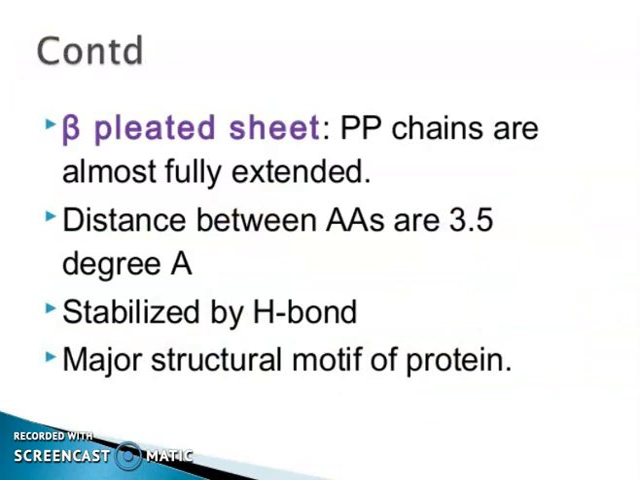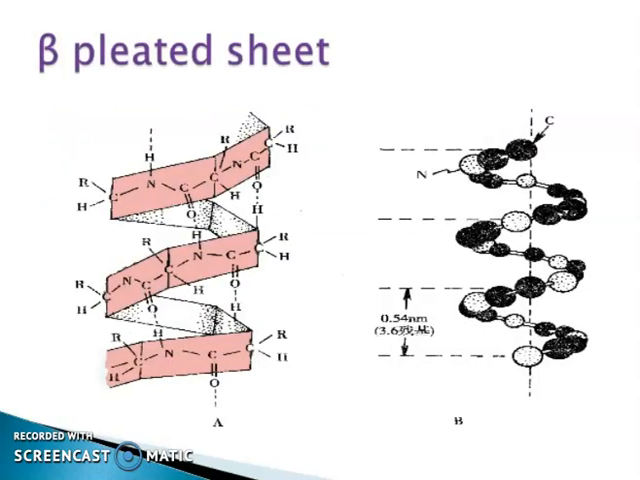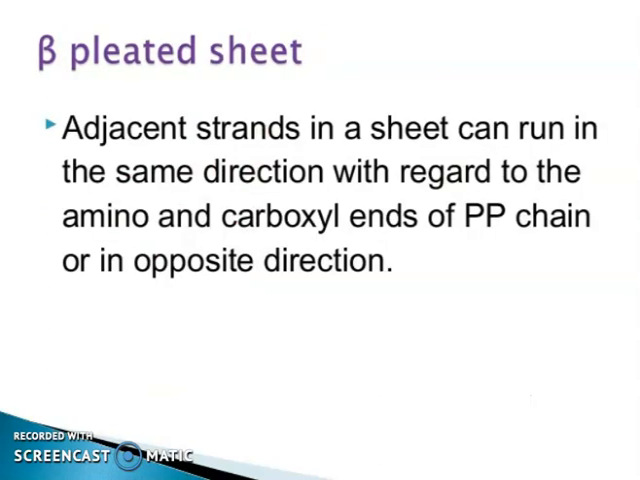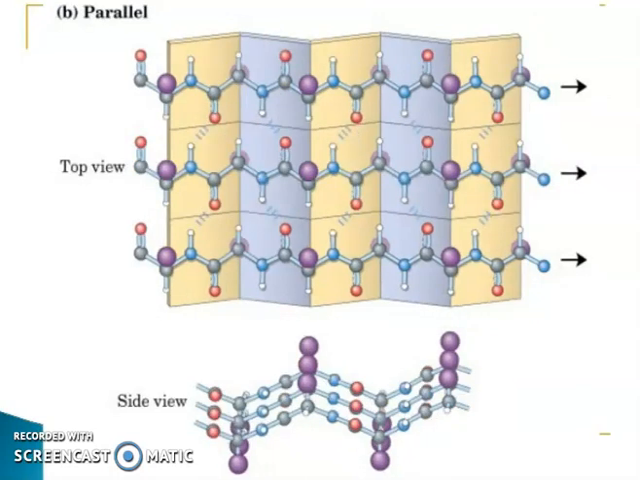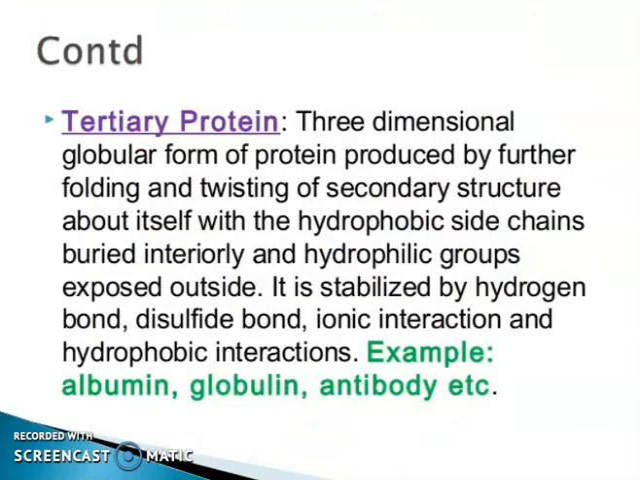Beta pleated sheet: polypeptide chains are almost fully extended. Distance between amino acids is 3.5 angstrom. Stabilized by hydrogen bonds. Major structural motif of protein. You can see beta pleated sheets. Adjacent strands in the sheet can run in the same direction with regard to the amino and carboxyl ends of the polypeptide chain, or in opposite directions. You can see antiparallel top view, side view; parallel top view, side view.